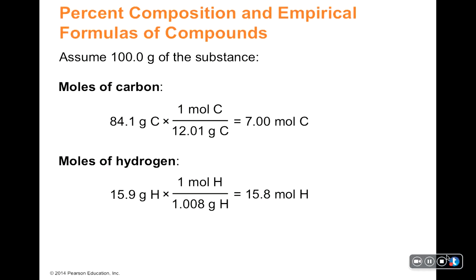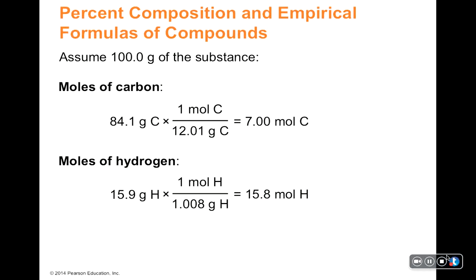So again, for empirical formula, you're going to assume you have 100 grams of a substance. This is always the case. Where you're given percent mass composition and asked to calculate empirical or molecular formulas, you always assume you have 100 grams of the substance, because then you can use the percents to help you solve the problem.